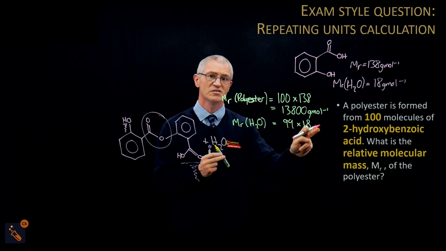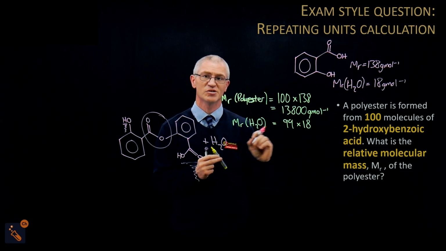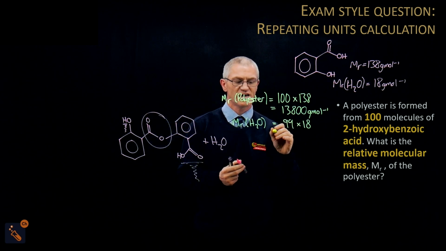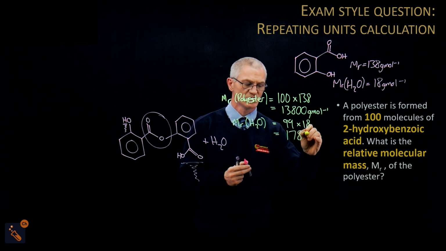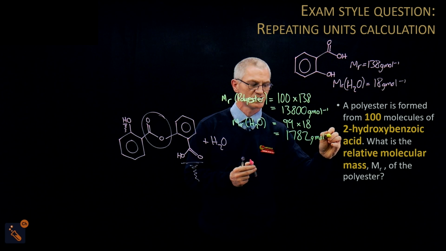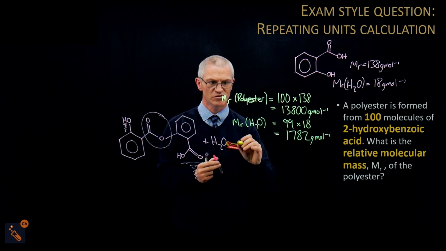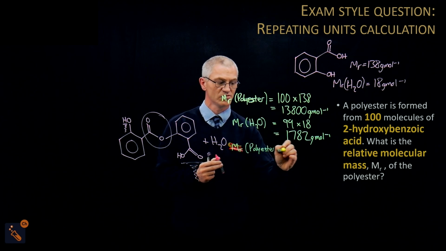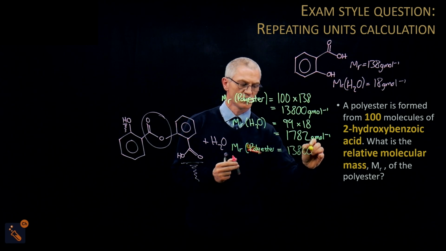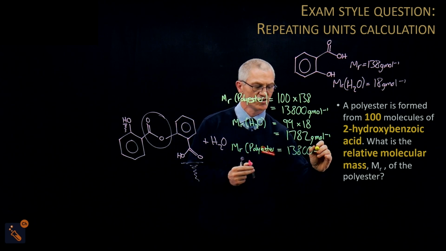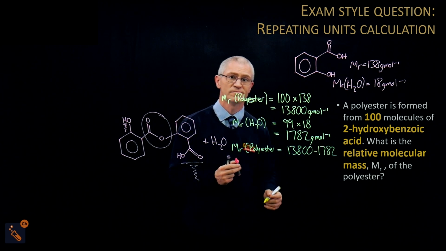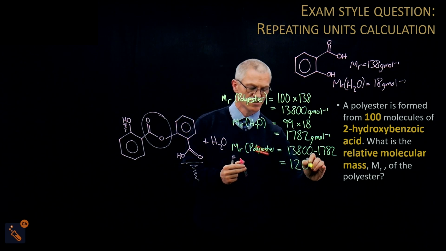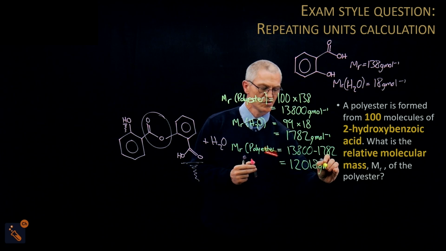So 99 times 18, 99 being one less than that because that water from the ends is not created. That will then equal 1,782. That's my total mass of the water that's kicked out. So if I want the MR of the polyester, all I have to do is 13,800 minus 1,782, which will equal our final answer, which is 12,018 grams per mole.